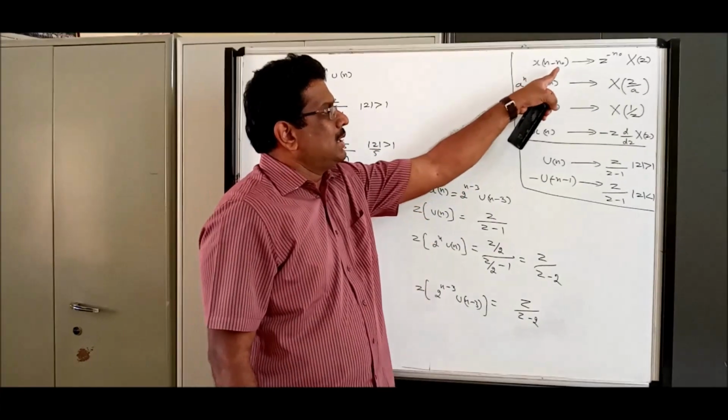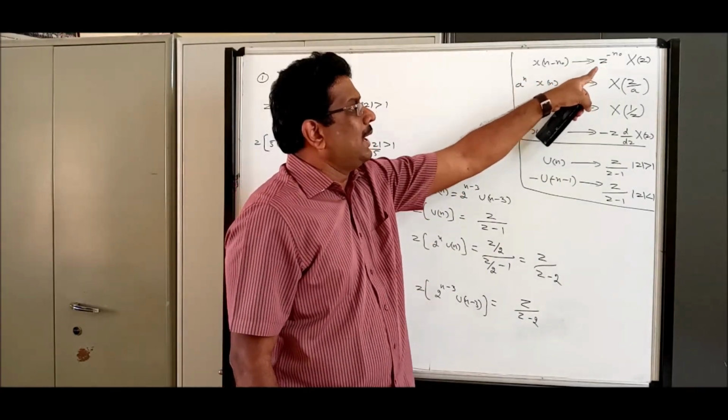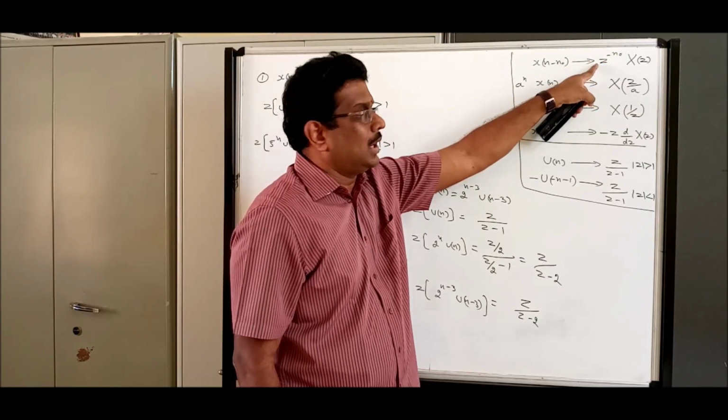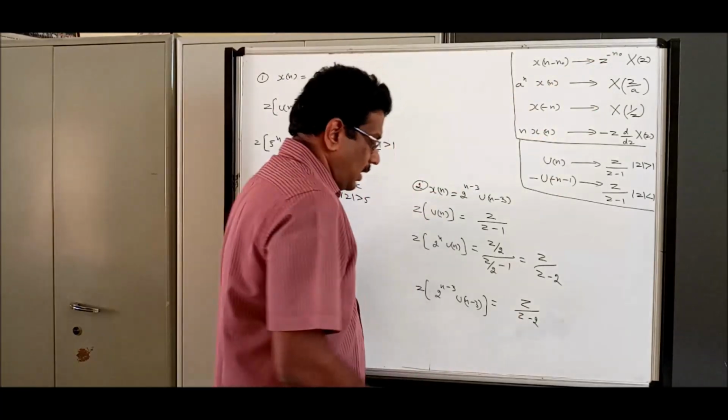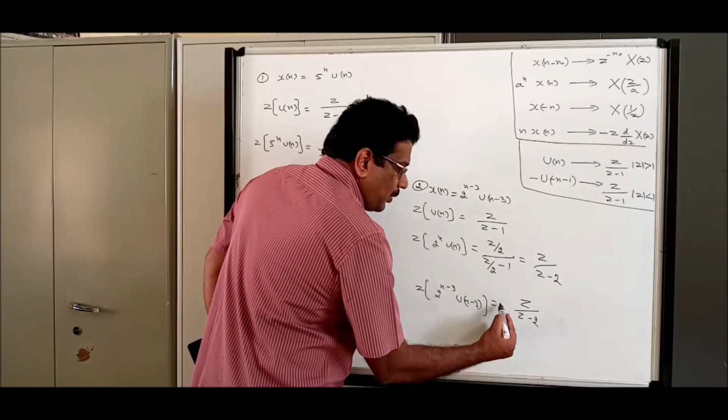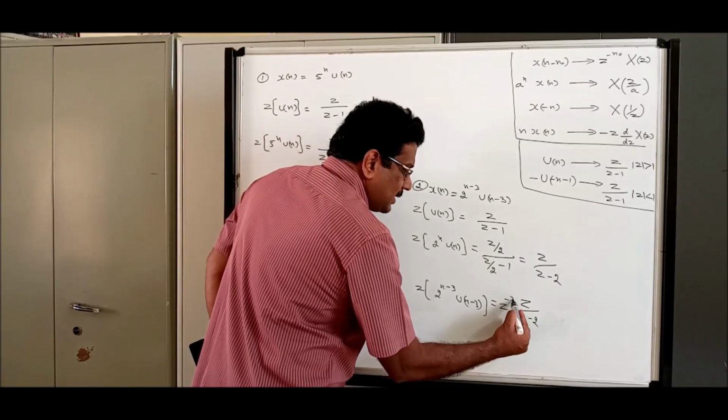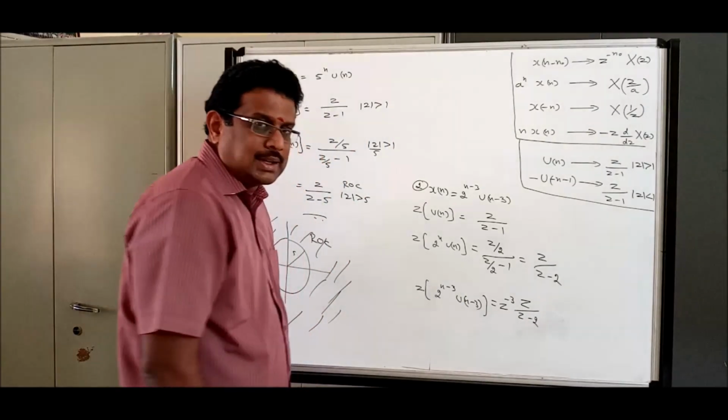If the time domain is shifted, in the z domain there is one extra term. What is that extra term? Z power minus n naught. Here it is minus 3.